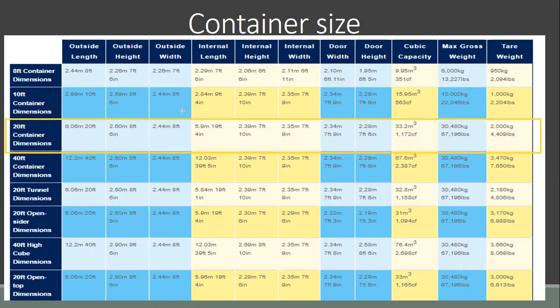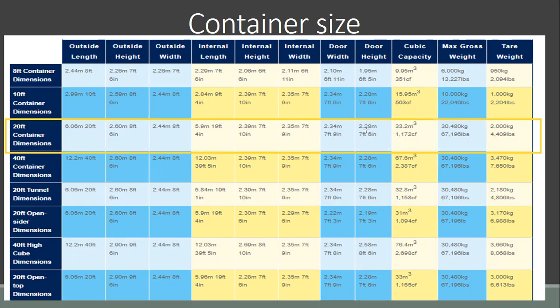So you can see on the screen, for the 20 feet container the outside length is 20 feet, outside height is 8 feet and outside width is 8 feet. Internal length is 19 feet, and the internal height is 7 feet. Internal width is 7 feet, and door width is 7 feet, because the opposite side dimension is the same.